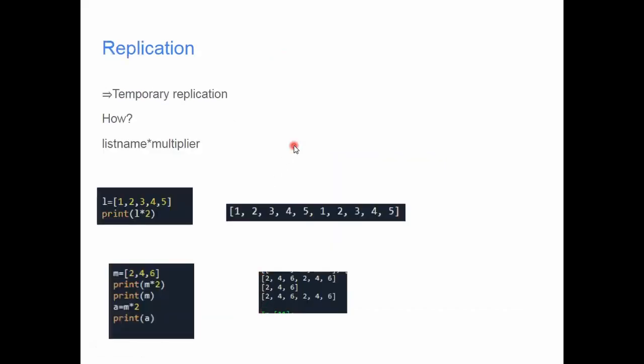Now replication means we are going to repeat something. This replication will be temporary. It is not going to modify your original list. How are we going to do it? We write the list name, into, the multiplier. Suppose we are having L and into a multiplier, for example 3.